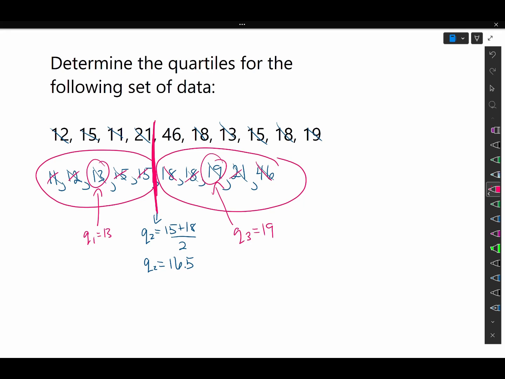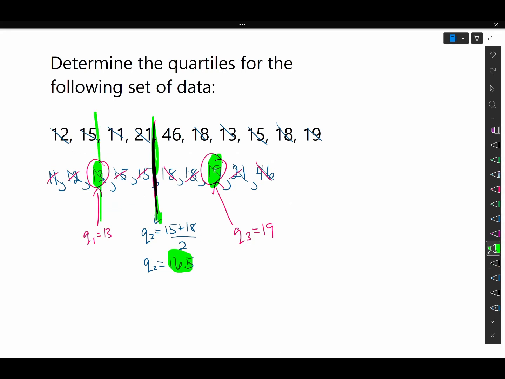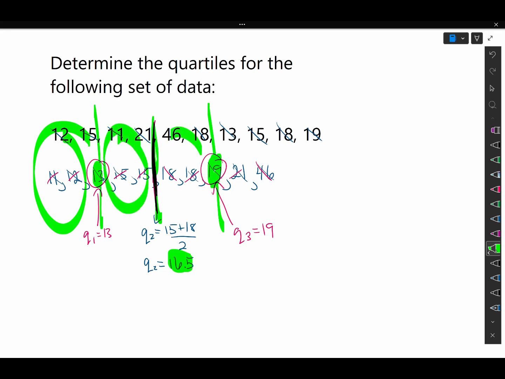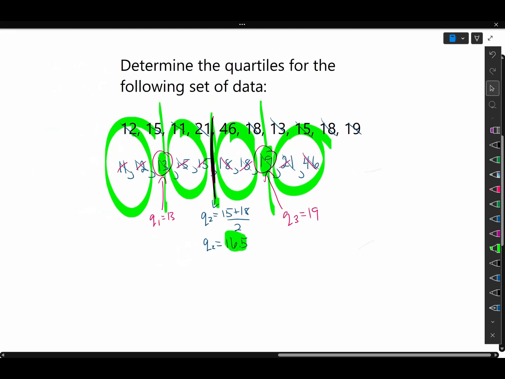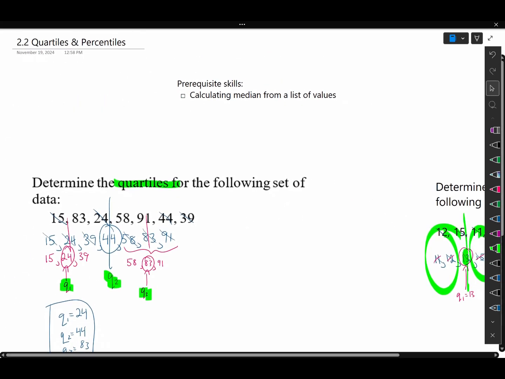Now again, the whole point of what we're doing here is that these data points, 16.5, which falls right here, split all of the total data up into quarters. That's three cuts of our data: one quarter, two quarters, three quarters, four quarters. That's the intention. That's how quartiles work. Quartiles split up our data into four quarters.